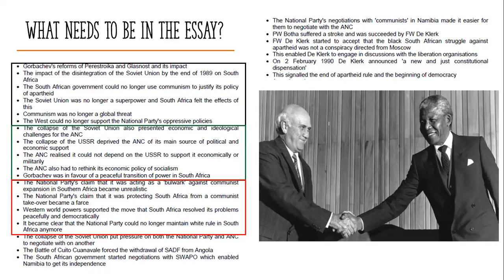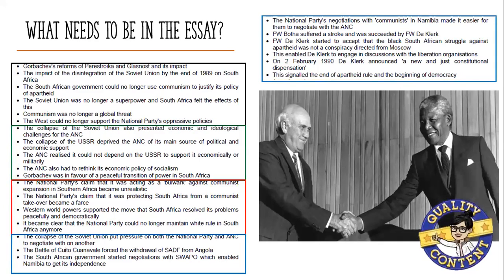The Western world powers supported the move that South Africa resolved its problems peacefully and democratically. And it became clear that the National Party could no longer maintain white rule in South Africa anymore. And then lastly, you speak about the impact of the collapse of the USSR on South Africa as a whole. So the impact on the ANC, the impact on the NP, and then on South Africa as a whole. So it forced the National Party and the ANC to negotiate with one another.